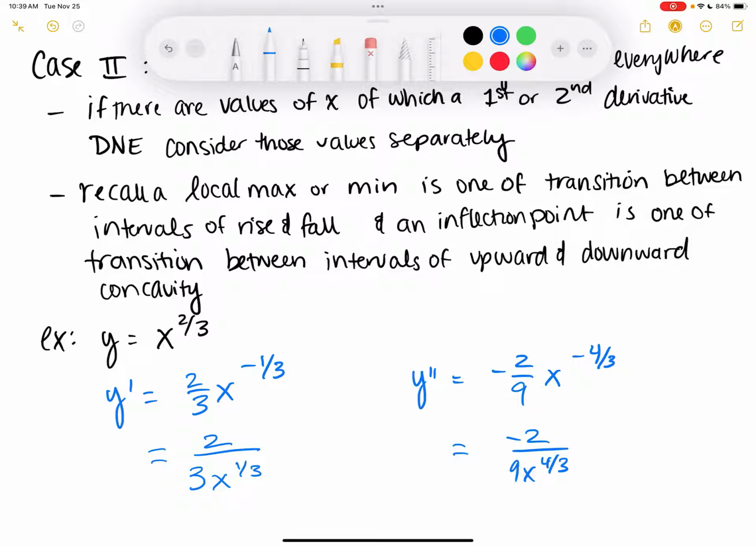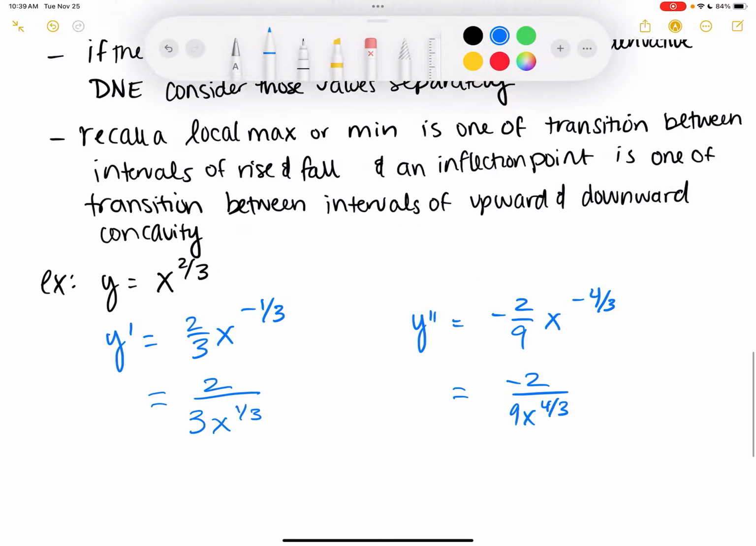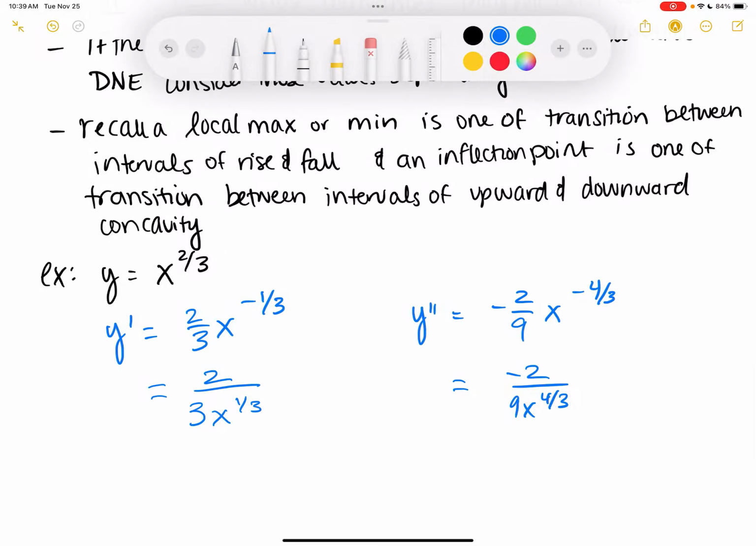So with that information, what would happen if x was equal to 0? Whole thing would just be 0. Well, what happens if I have a 0 on the bottom? It's undefined. Yeah, it's undefined. So that means that neither derivative is 0.